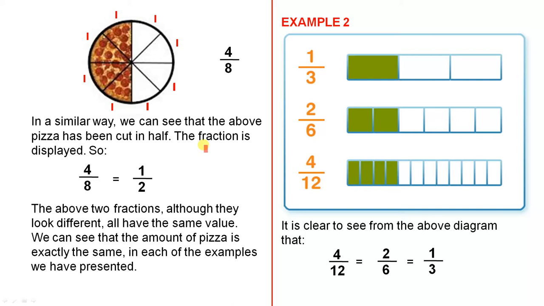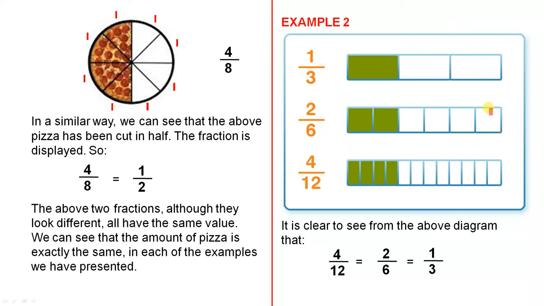So, the fraction is displayed, so 4 over 8 equals a half, because it looks exactly the same as the pizza on the previous slide. It's the same amount. Even though you have a different number of smaller pieces, it is still 1/2. The above 2 fractions, although they look different, all have the same value. We can see that the amount of pizza is exactly the same in each of the examples we have presented, and each of them is simplified to a half.